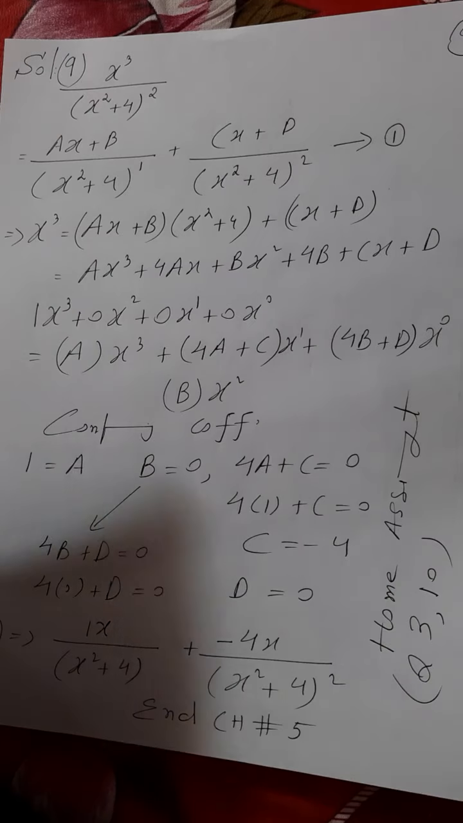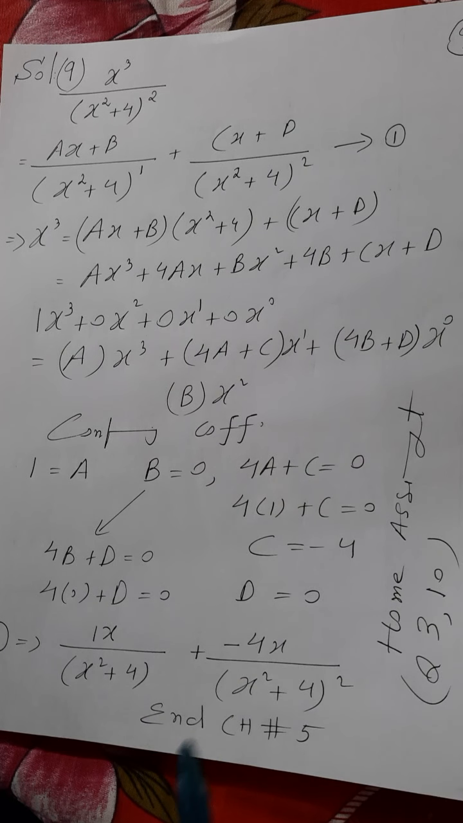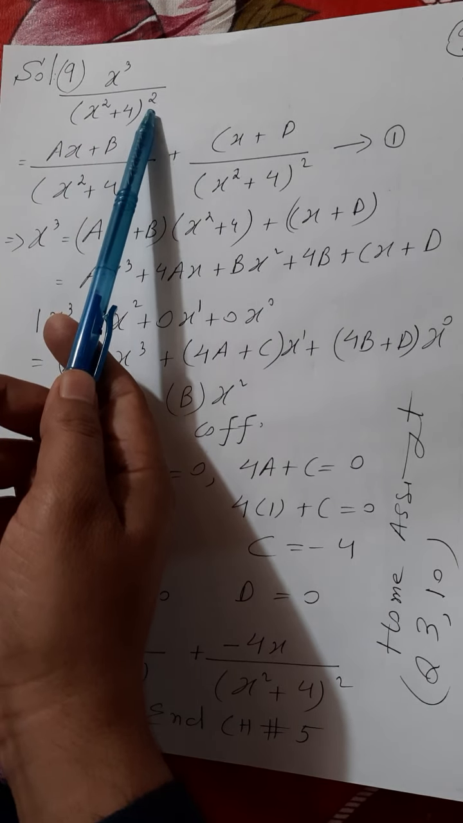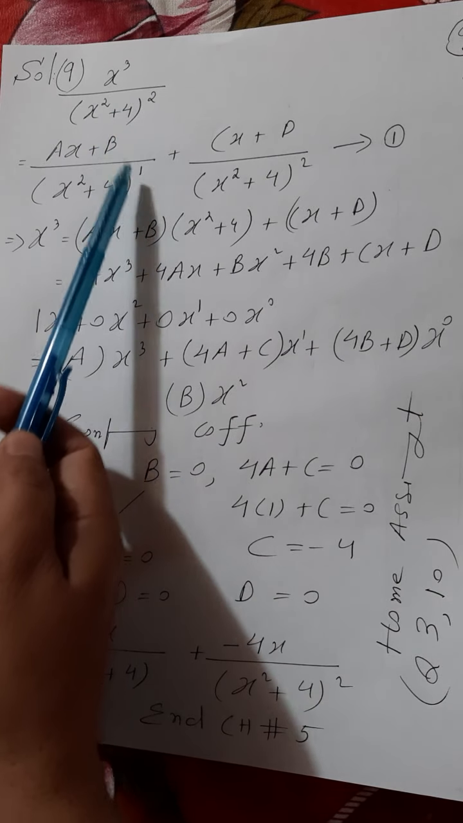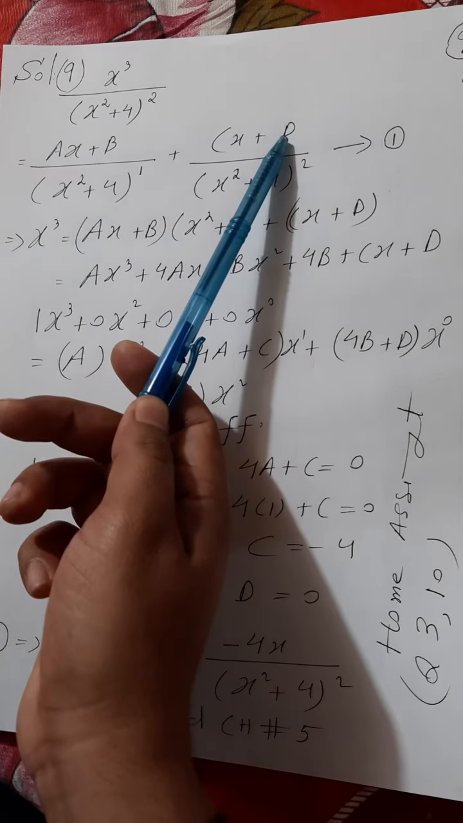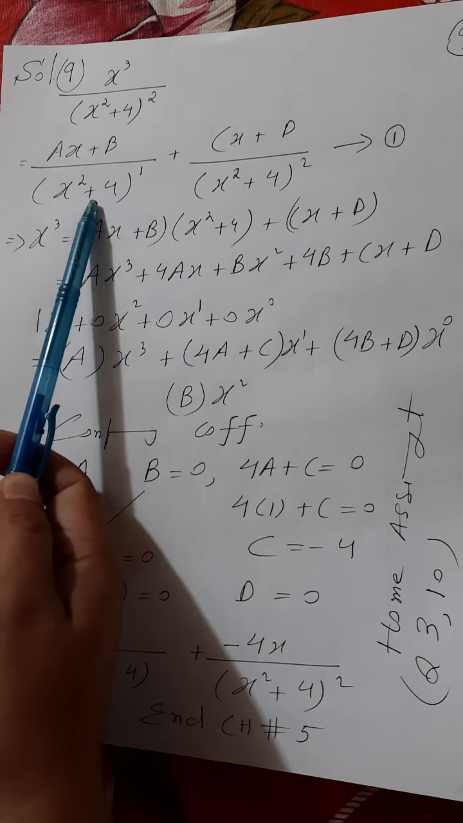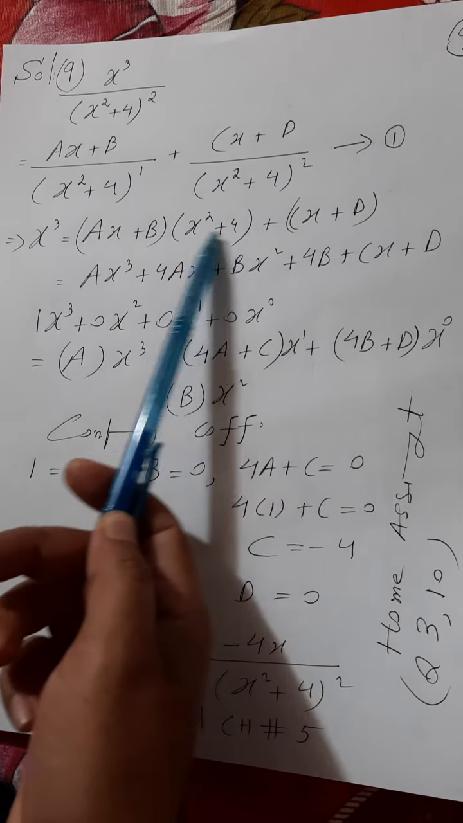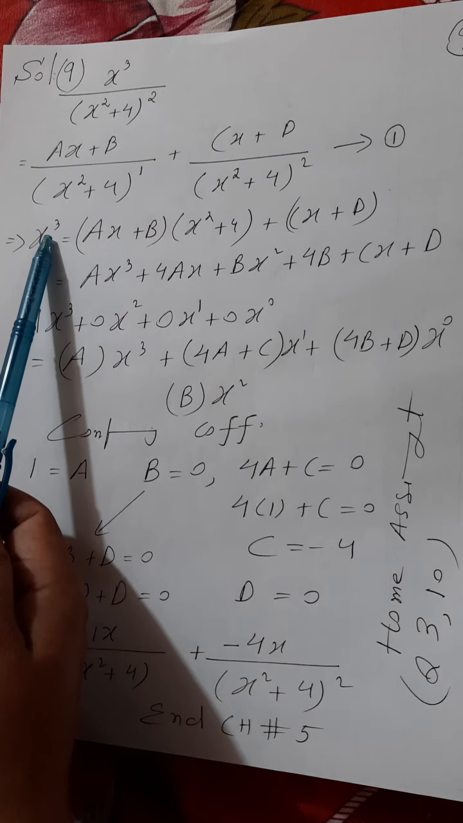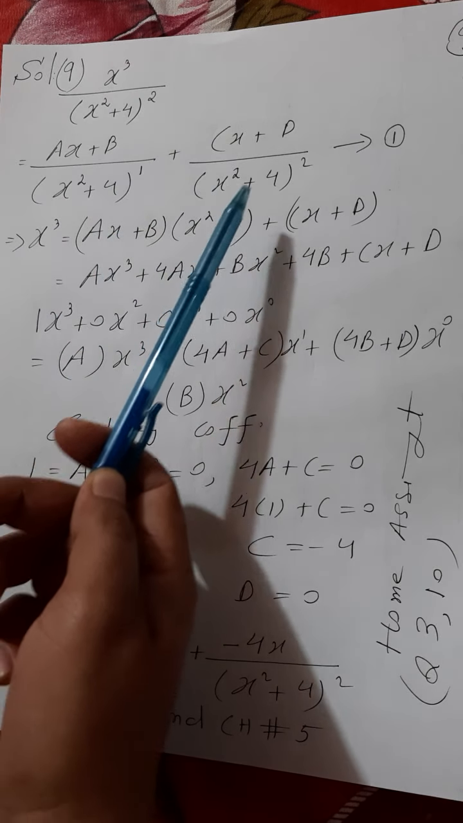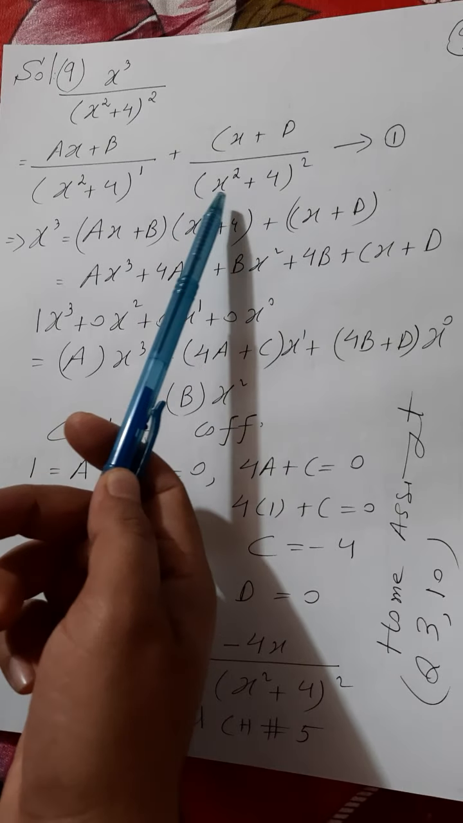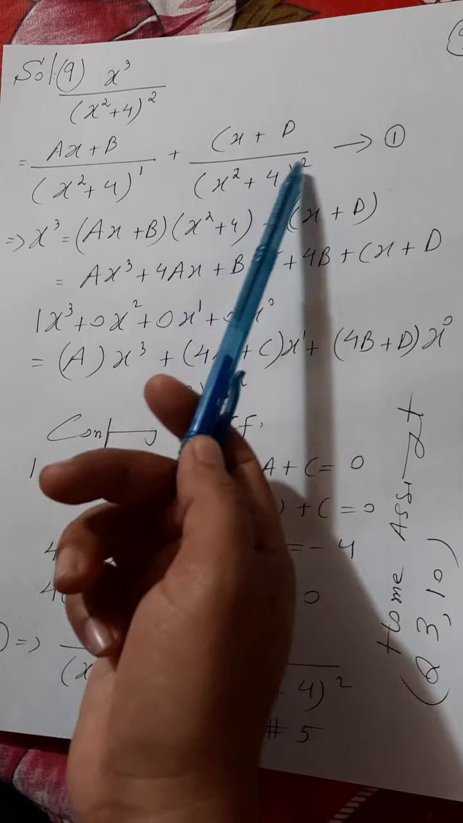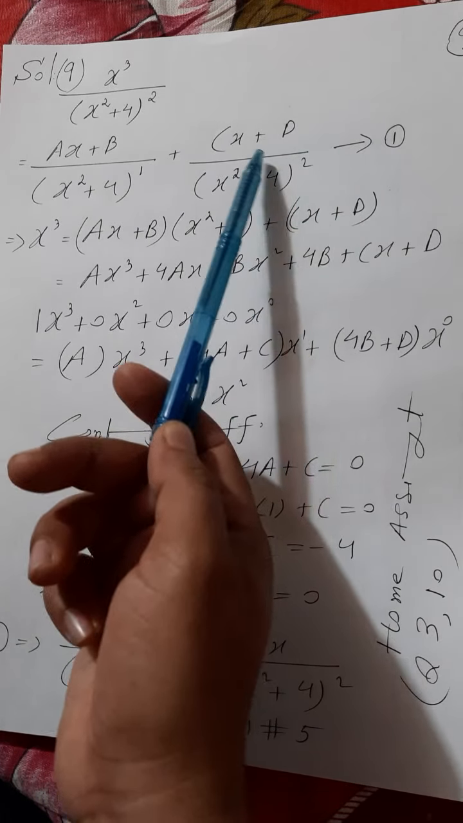The next question is question number 9. It is also a quadratic repeated factor, so it means that (ax plus b) divided by this one with power 1, and (cx plus d) with power 2. It is a quadratic repeated factor. Multiply (x square plus 4) raised to power 2 on both sides, so there is only x cube after simplification. This is 1 time and this is 2 times, if we multiply by (x square plus 4) whole square on both sides, there is cancellation, and there is cx plus d.